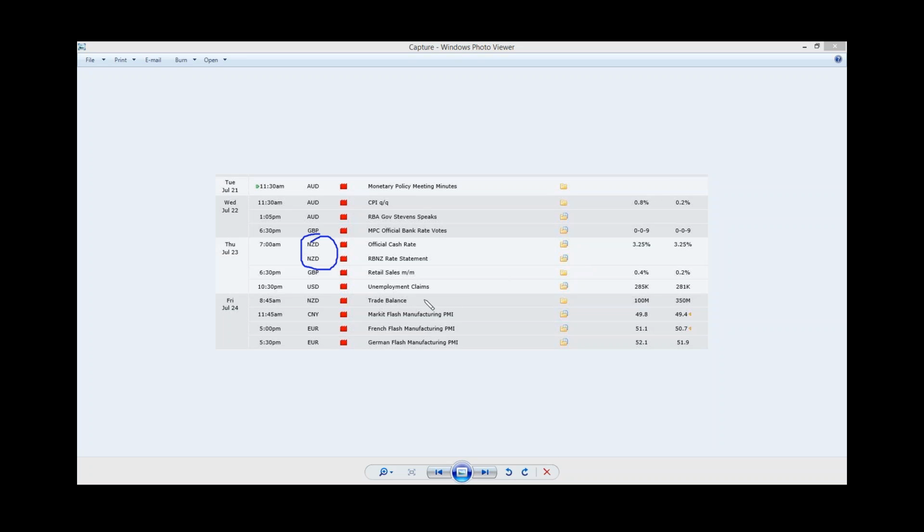I think the trade balance number in New Zealand is going to be very, very important. And if you look at the other side of the equation, looking at the USD, for this reason, I think the currency that's going to be under the most impact of data is going to be the Kiwi dollar. All right, so this is the one that's going to be under the most impact, purely based on data release.